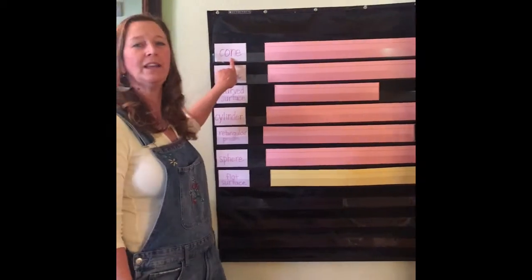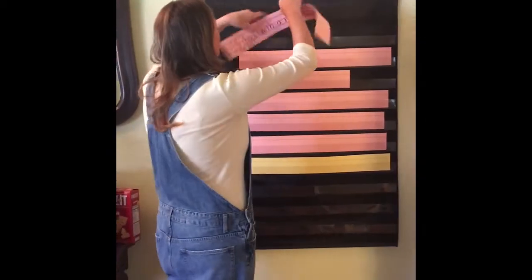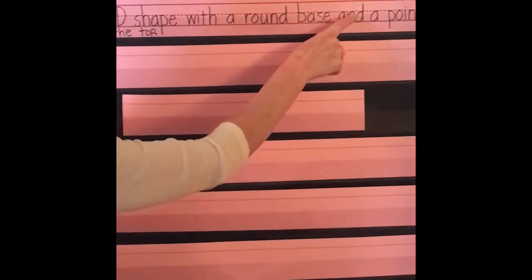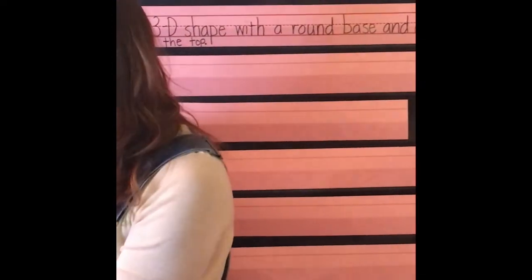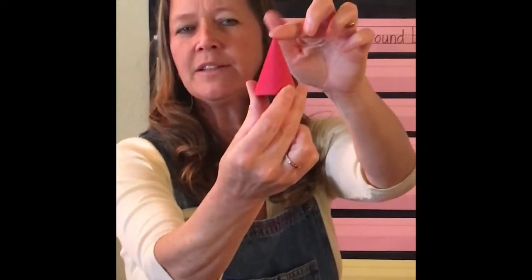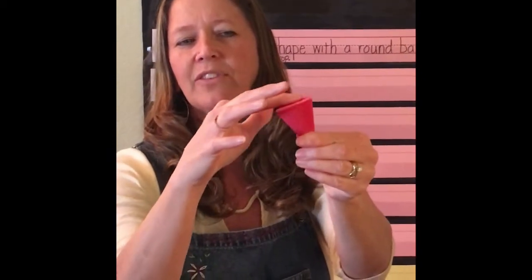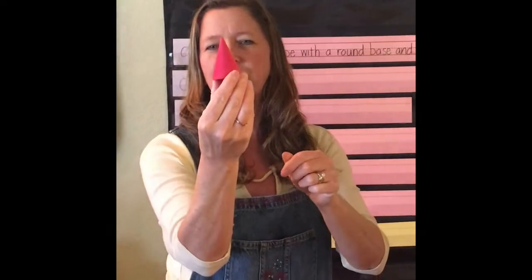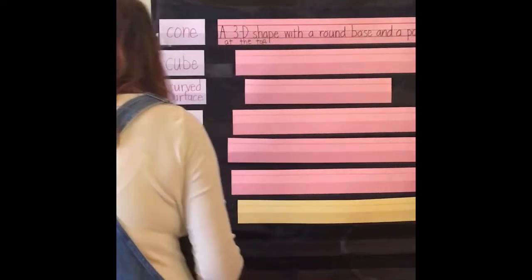So our first one is cone. A cone is a 3D or three-dimensional shape with a round base and a point at the top. And I want to show you my cone. Looks like this. So it said it has a point, it has a flat surface, and it has a curved edge. Okay, let's go to the next one.